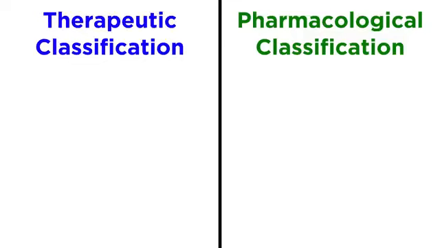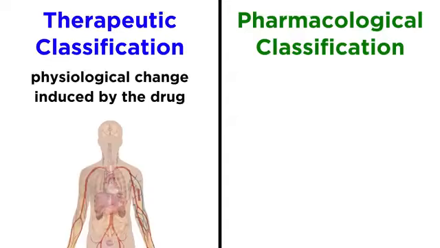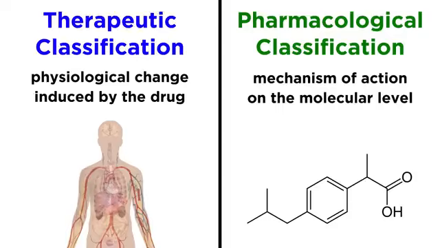The main distinction we want to make is the difference between therapeutic classification and pharmacological classification. The first of these describes the purpose of the drug, or essentially the main physiological change that is induced by the drug on the organismal level. The second of these describes the mechanism of action, or what the drug does on the molecular level. Let's go through some examples of each.